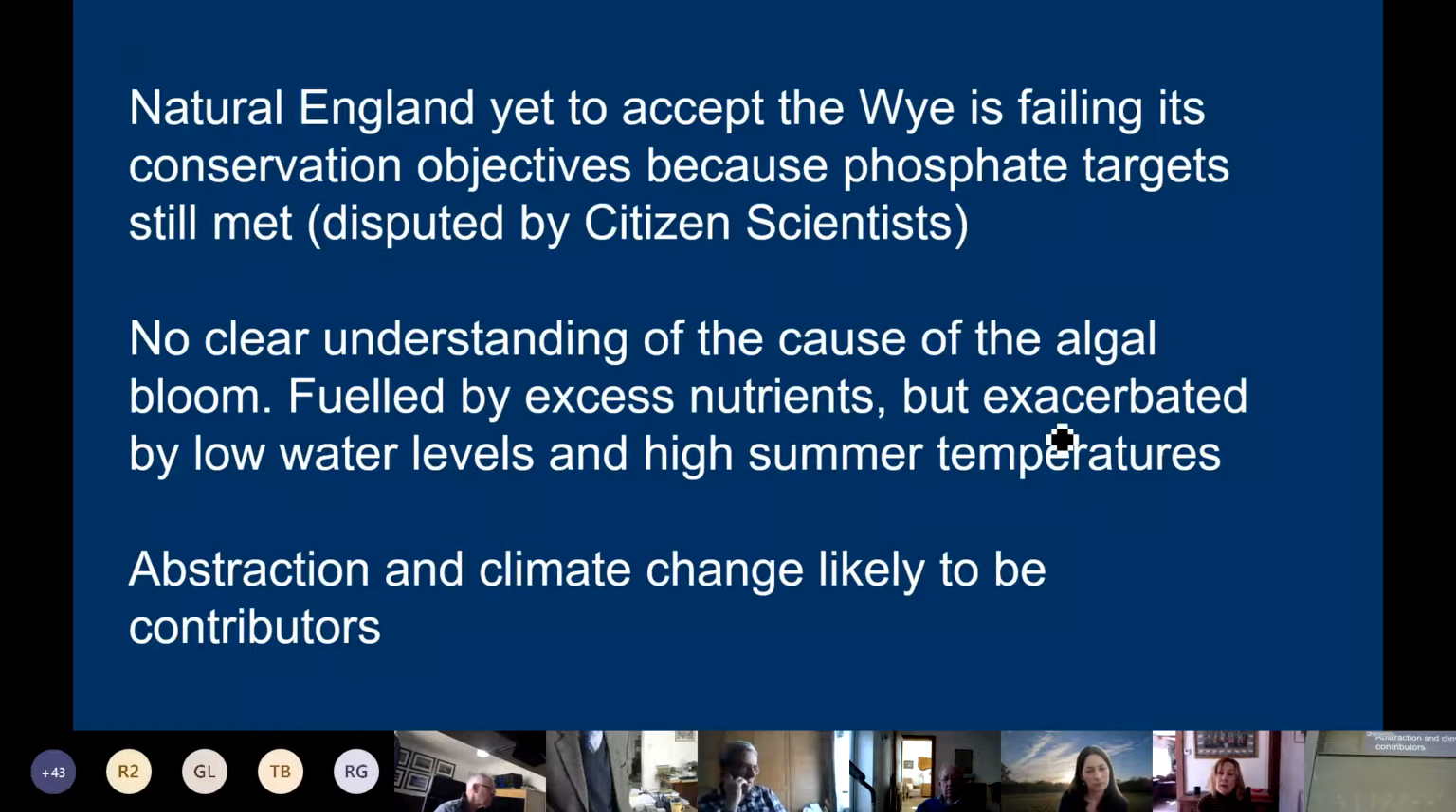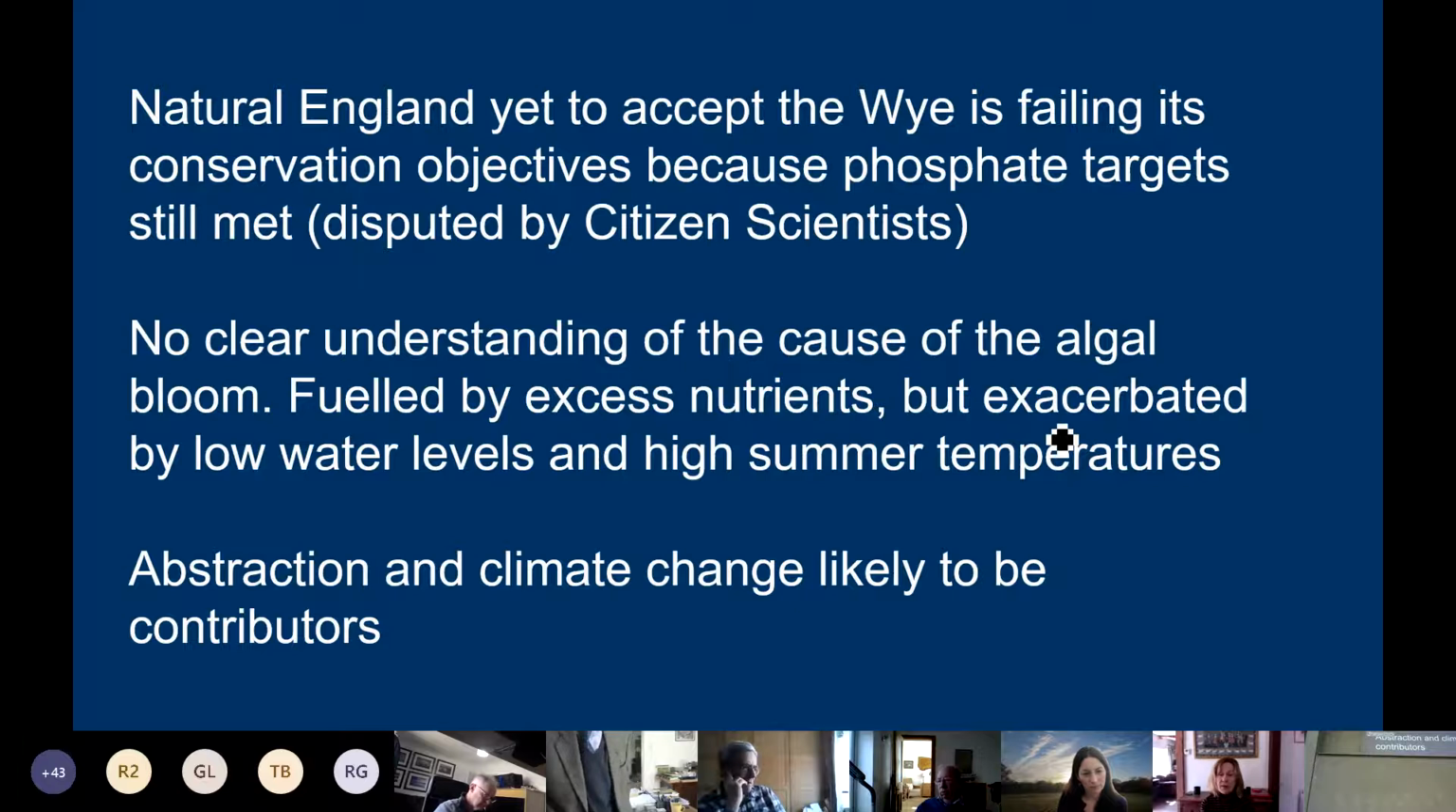Despite this, Natural England still doesn't accept that the River Wye is failing. Natural England's view is that because the phosphate targets that it's set for the river are still being met, the river is somehow okay. I say this is disputed by the hundreds of citizen scientists doing their own testing of the Wye, who say that phosphate levels are higher than the official recording is showing.